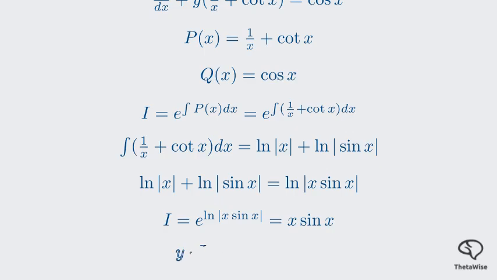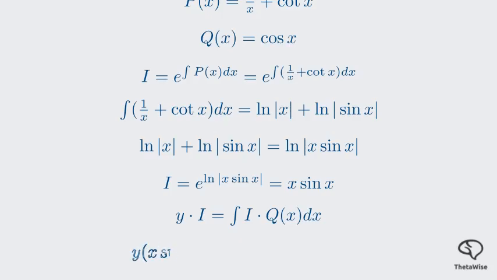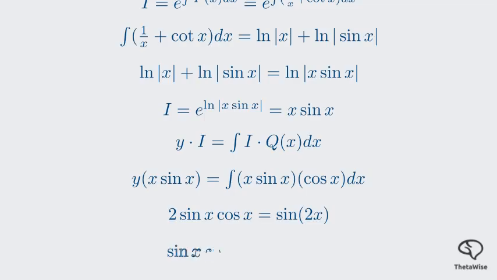With the integrating factor in hand, we can now find the general solution. The solution is I times y equals the integral of I times q(x) dx. Substituting our parts, we get x sin x times y equals the integral of x sin x times cos x dx. The integral on the right is a bit tricky. We can use the trigonometric identity that 2 sin x cos x equals sin 2x. Rearranging this, sin x cos x is 1/2 sin 2x. This substitution simplifies the integral.